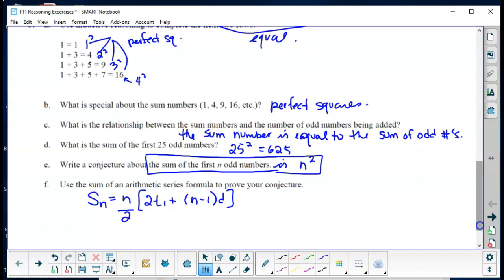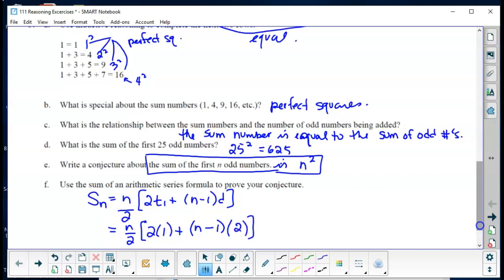Okay, so it's n over 2, 2 times the first term in the series plus n minus 1 times d. A series is a pattern of numbers. Arithmetic means you keep adding the same number. So basically S is the sum. Here, I just want you to simplify this. T1 is our first term, so whatever we're starting with, which is 1. So 2 times 1. n in this case, we don't know how many terms, so we want to keep it as n. And d is what we keep adding. So in those odd numbers, you keep adding by 2.